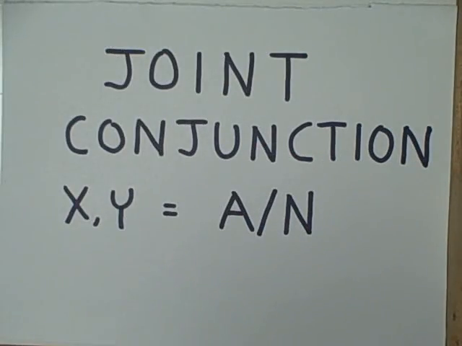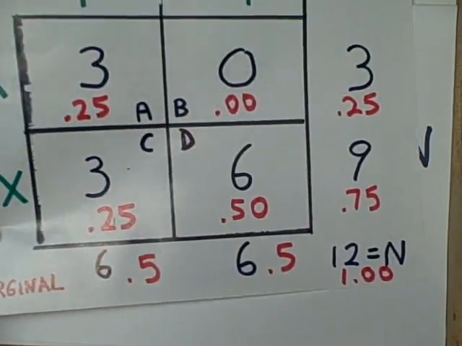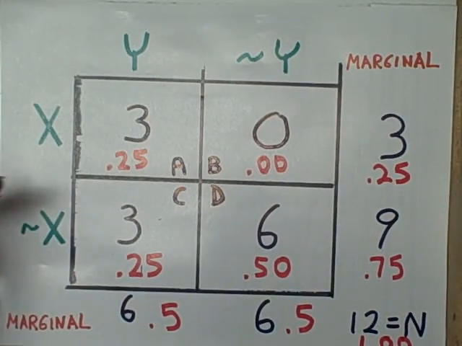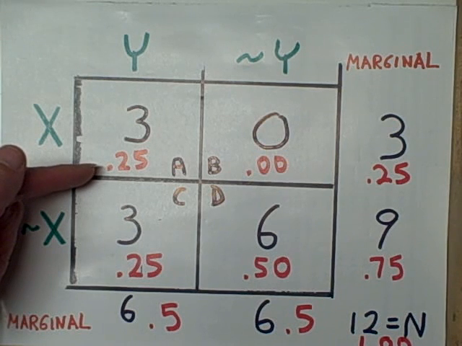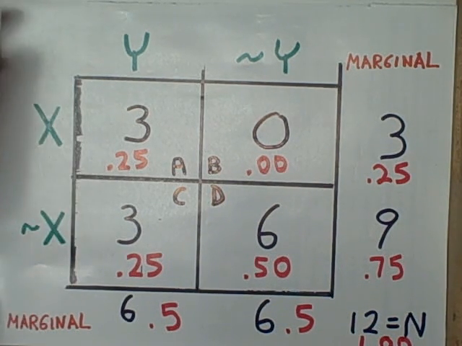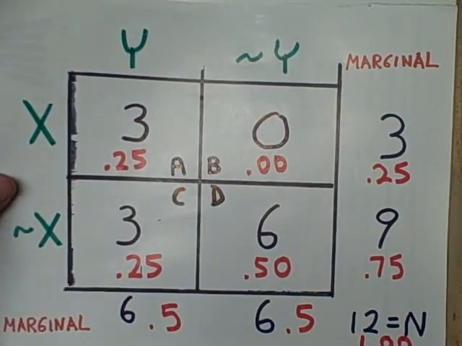A conjoint probability is really the probability of a conjunction of both x and y. In this particular case, all we'd have to do to get that is look at the quantity in cell A divided by our sample size. And look, we've already done that. The joint probability of x and y occurring is 0.25.